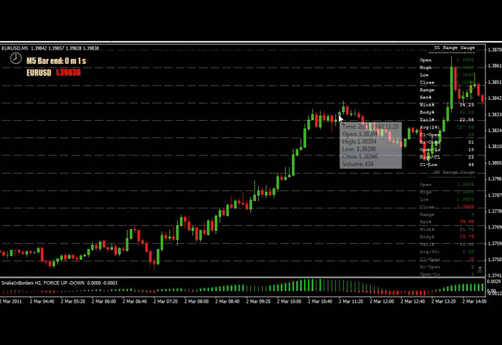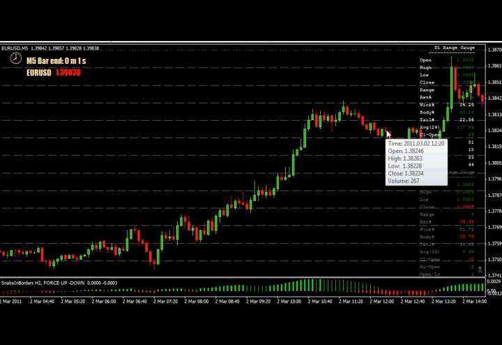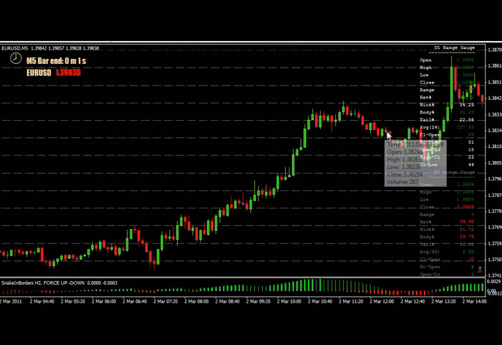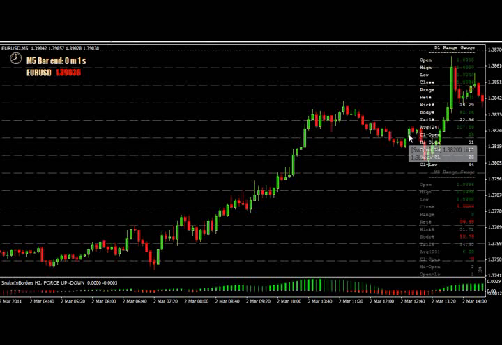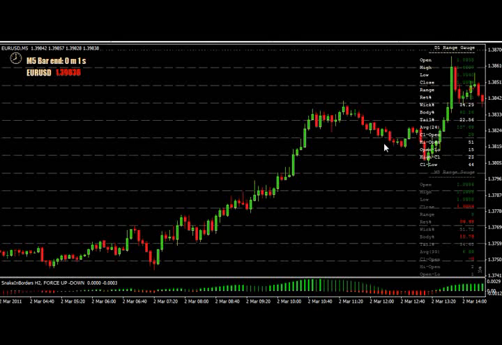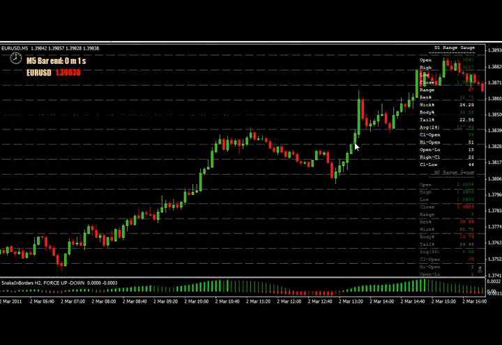There was a trade that would have ended up as a loser. That one we didn't catch. That one would have been a loser. Red followed by a green, we would have taken this trade. That trade would have been a loser.